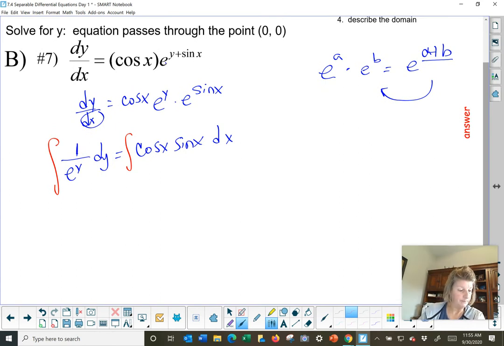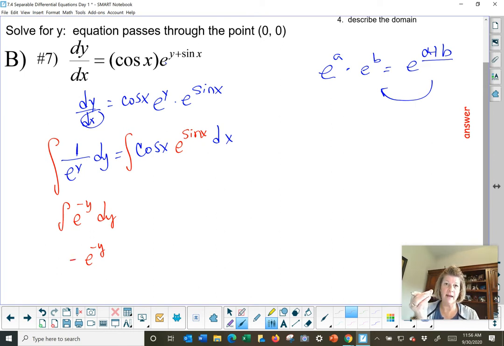Oh, no wonder why this looks funny. I'm like, how am I going to solve that? E to the sine makes a little bit of difference. All right. I can solve on the left. e to the negative y is itself, and then I would have to correct for the negative. That's kind of that chain rule idea.